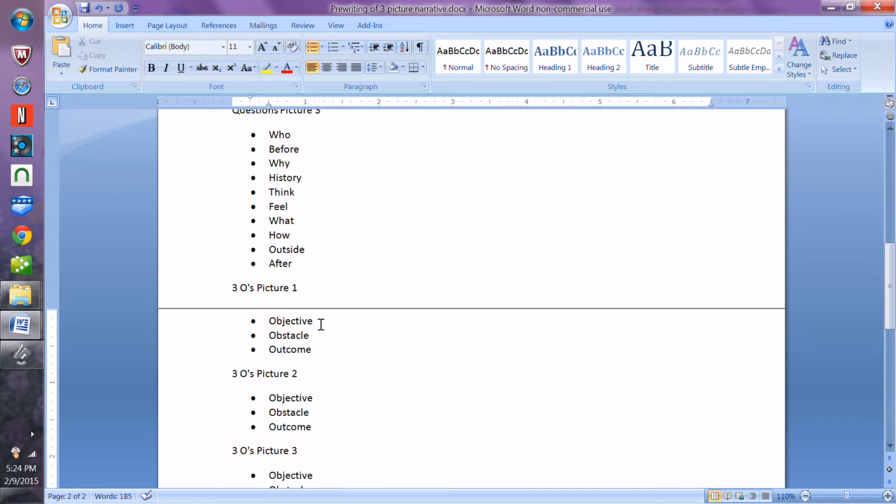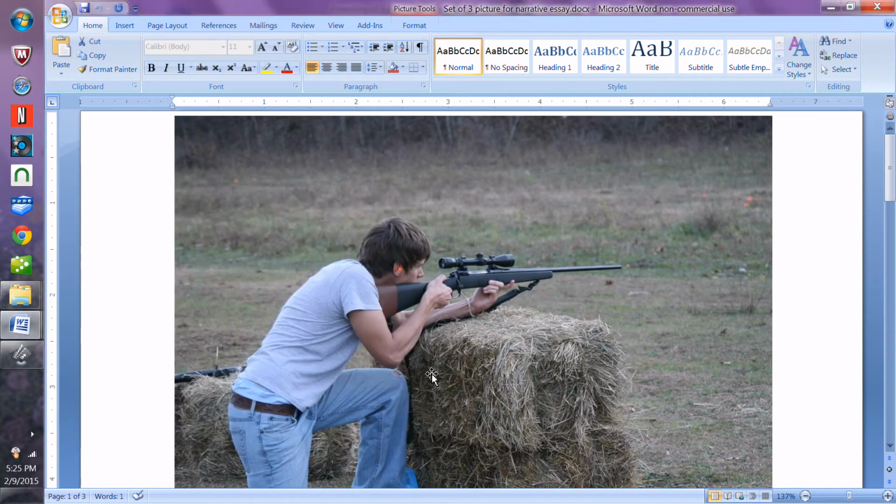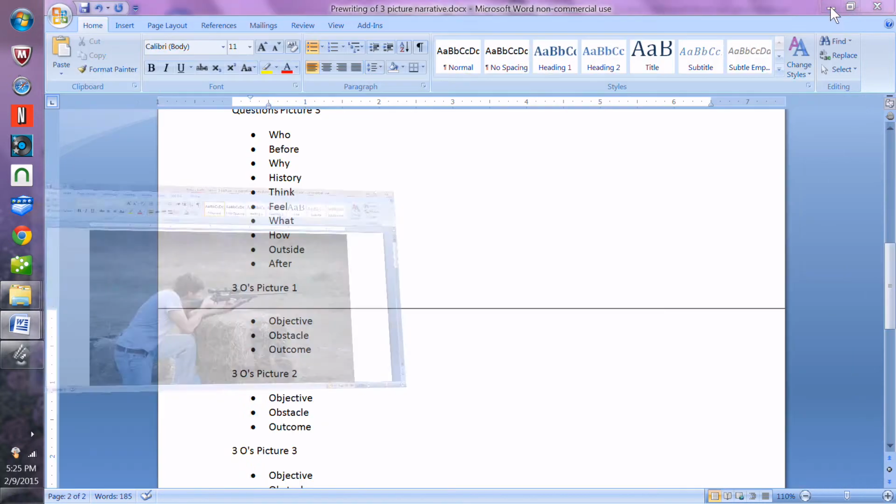Your objective is the goal. The obstacle is what's preventing them from reaching the goal. So let's say if we were looking at our first picture, his goal is to take first place in a shooting contest. And his obstacle would be maybe that he has a disease that causes his hands to shake, and so he's got to overcome that, or something to that effect.